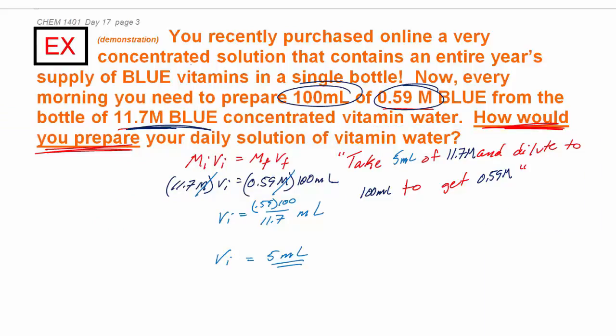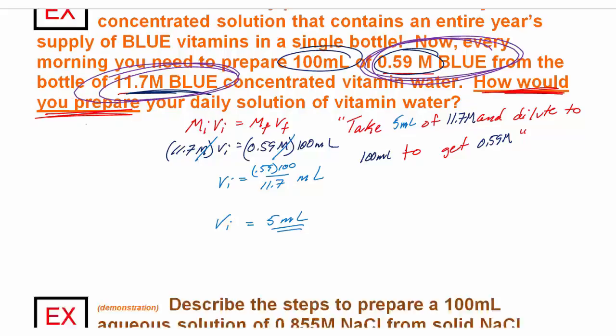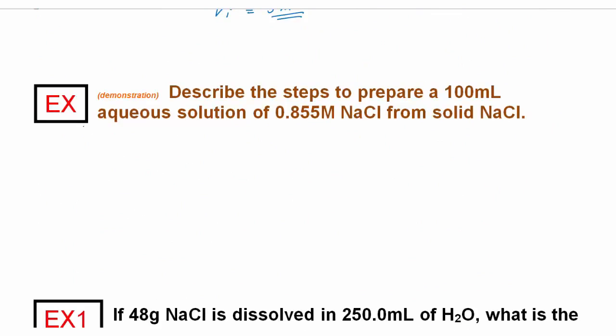Now this problem was a dilution problem, and I think it's easiest to recognize because we had two molarities in the problem. Take a look at this problem. Describe the steps to prepare 100 milliliters of aqueous solution of 0.55 molar sodium chloride from solid sodium chloride. There's only one molarity in this problem. This is definitely this type of problem.